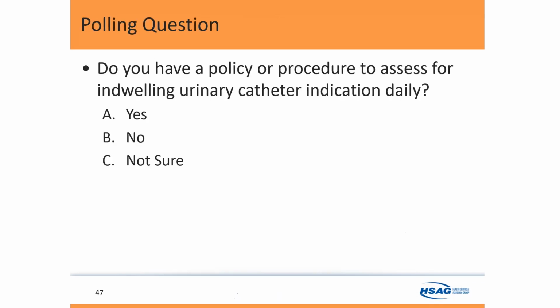All right, so next slide, we're going to go to one more polling question. We want to know, do you have a policy or procedure to assess for an indwelling urinary catheter daily? Is this something where you have a policy where you're assessing for that need on a daily basis? All right, Melissa, let's go ahead and end this poll and share those results. So we've got 55% of you have a policy or procedure to assess for that need on a daily basis. But we've got 27% that do not, and another 18% that are unsure. So that might be an opportunity to take back after here and follow up and see, is this something we can add and start looking for this daily need. All right, next slide.